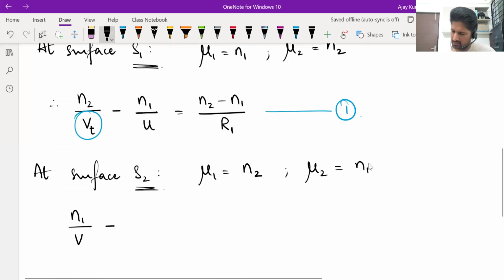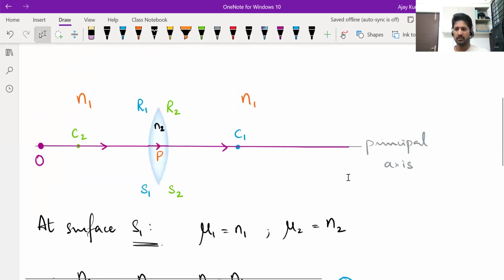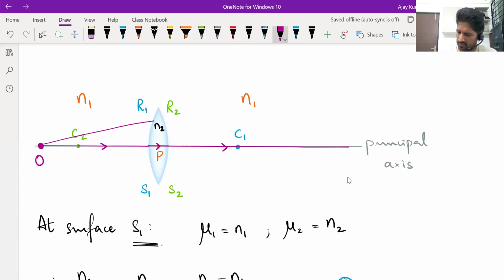So mu2 by v minus mu1, where mu1 is n2, divided by u. U is the object distance according to the formula. The object for the surface S2 is the image formed by the surface S1. That idea we had discussed in the last class. Suppose upon refraction from surface S1, the light tends to converge here, and this is where it tends to form an image. That image becomes the object for S2. But in the formula we need distances. S1's image distance is this much, as you see in the diagram. If that behaves as an object for S2, S2's object distance will be slightly shorter.